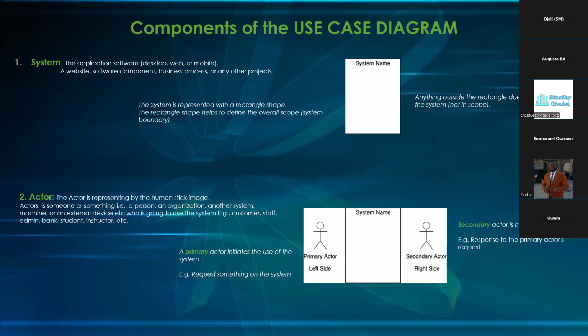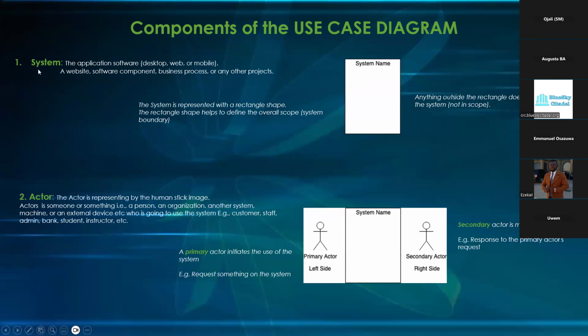Yeah, first, in a use case diagram, we have the system. Now, the system is simply the application software, what you're actually looking at building, or the website. And it's usually represented by this rectangle box here. So like I said here, anything outside the box is out of scope. So the box is a boundary.